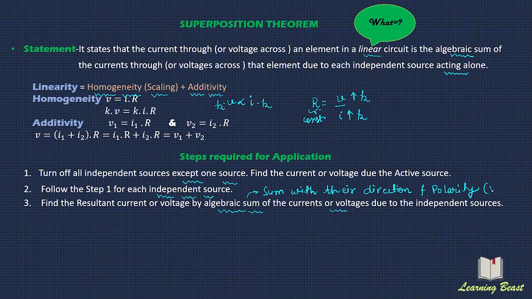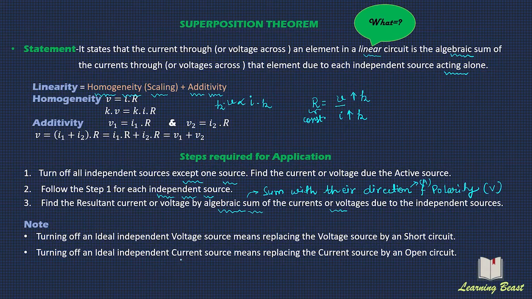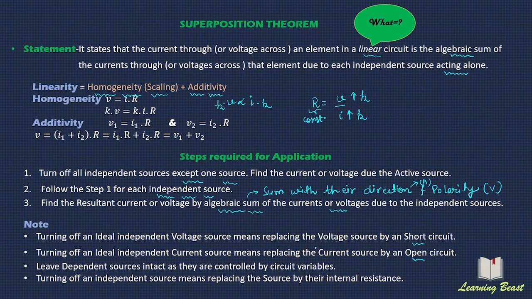Now the key point to remember: turning off an ideal independent voltage source means replacing the voltage source by a short circuit. Turning off an ideal independent current source means replacing the current source by an open circuit. Now the third point: leave dependent sources intact as they are controlled by circuit variables. And last point: turning off an independent source means replacing the source by their internal resistance.